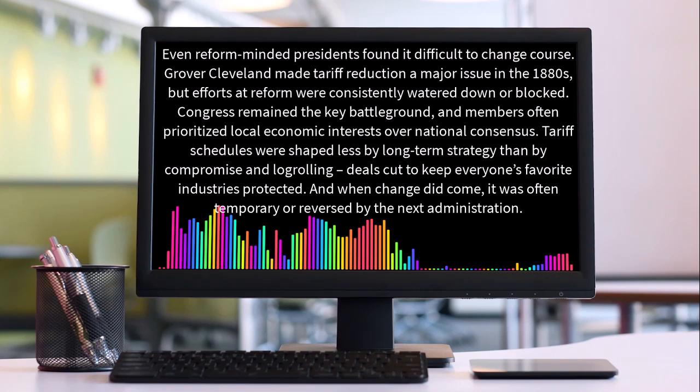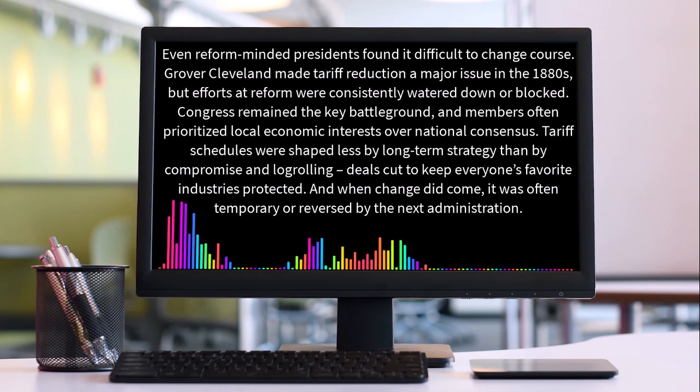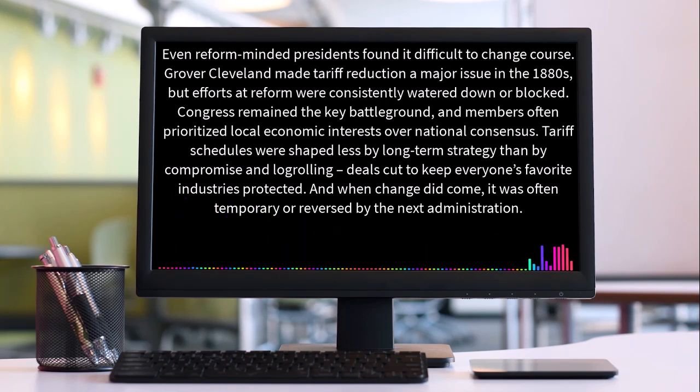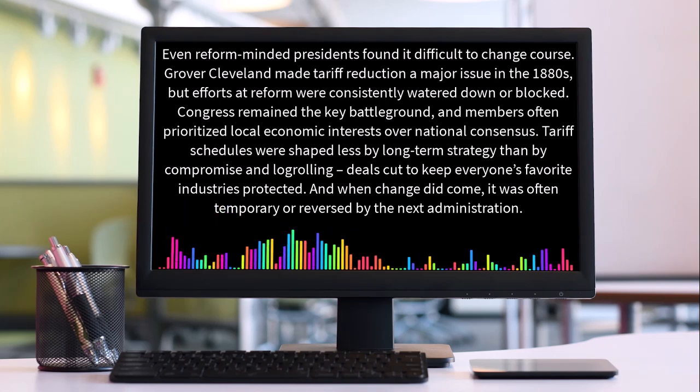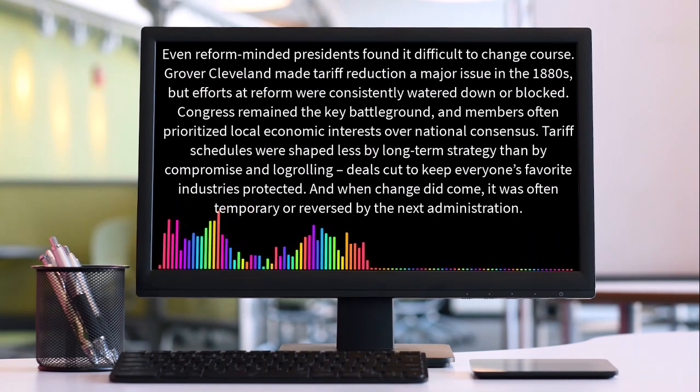Even reform-minded presidents found it difficult to change course. Grover Cleveland made tariff reduction a major issue in the 1880s, but efforts at reform were consistently watered down or blocked. Congress remained the key battleground, and members often prioritized local economic interests over national consensus. Tariff schedules were shaped less by long-term strategy than by compromise and log rolling. Deals were cut to keep everyone's favorite industries protected, and when change did come, it was often temporary or reversed by the next administration.